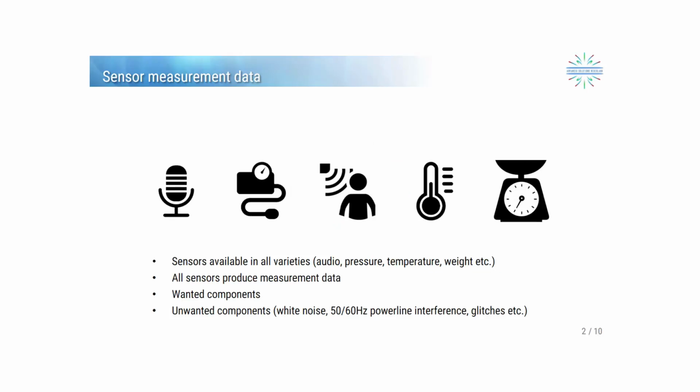Sensors come in all types of shapes and forms. There are sensors for audio, pressure, temperature, weight, strain. The list is almost endless. In all cases, sensors produce measurement data, which are comprised of unwanted and wanted components. Examples of unwanted components include measurement noise, power line interference, and glitches. So the challenge for every designer is first to identify what aspects of the data we want to keep, that is, the wanted components, and what we need to filter out, the so-called unwanted components.